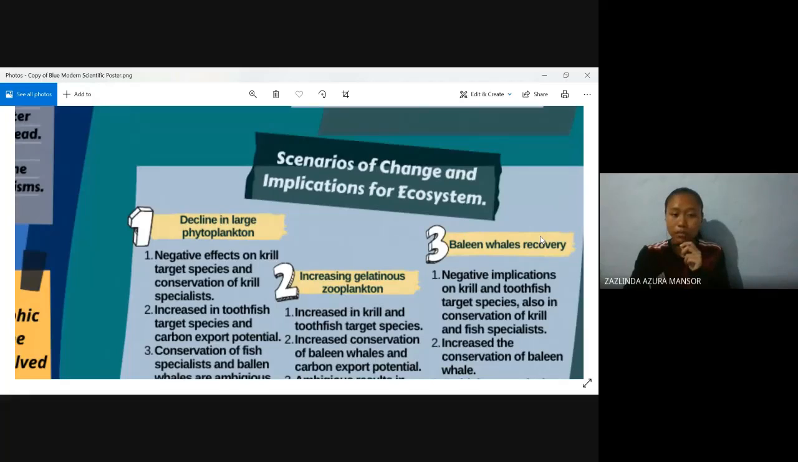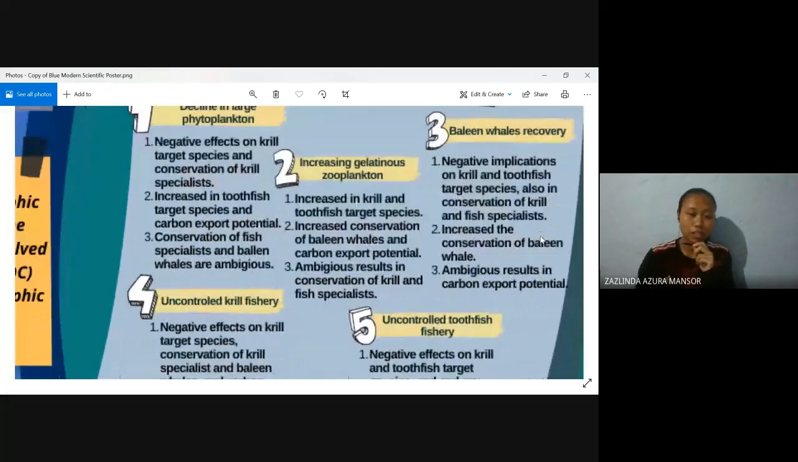This is because krill target species eat the large phytoplankton. Second, an increase in fish target species and carbon export potential. Here, the fish target species eat the small phytoplankton, which is high in number. The conservation of fish specialists and baleen whale are ambiguous, meaning the result is unclear. The range is between 40 to 60%.